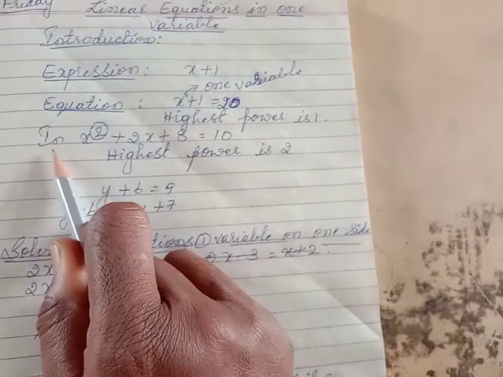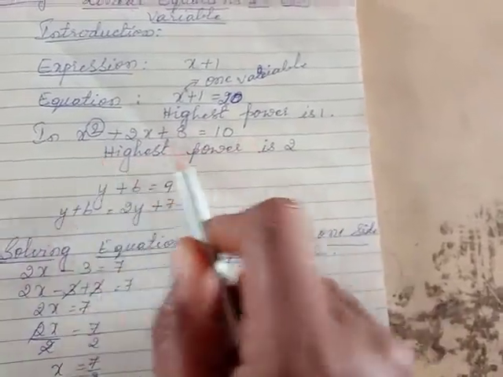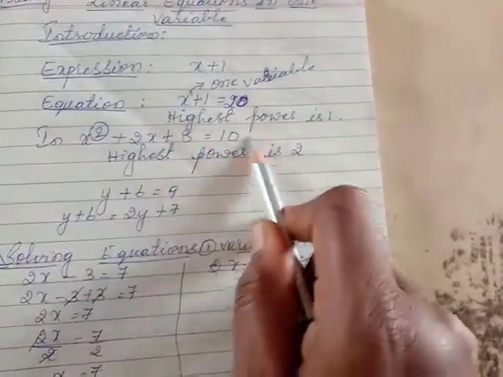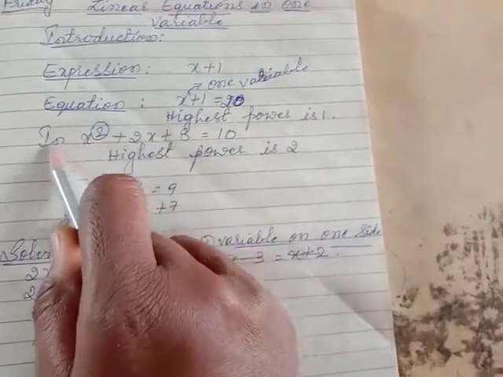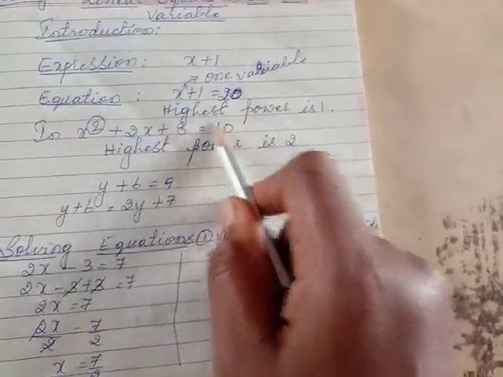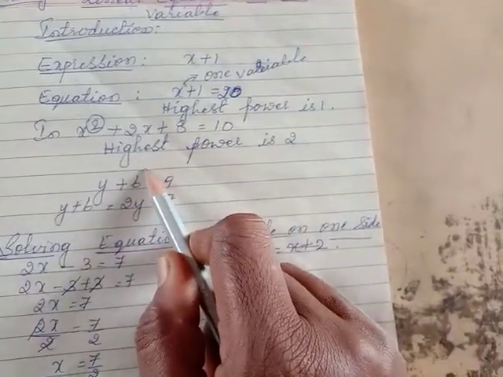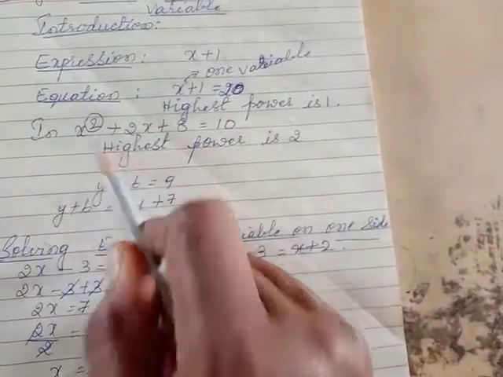Just see, in x square plus 2x plus 8 equal to 10, the highest power is how much? 2. Therefore, this is not a linear equation. Then what is this? I think you are going to study this in a further class. This is a quadratic equation, which has highest power 2.